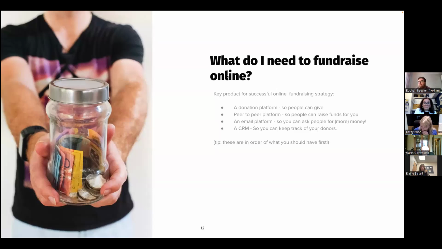So all four of these things are really important, but they are in order. If you're starting out, go get a donation platform first so people can give you money, then go let people raise funds for you, then communicate with them, and then go for the CRM because it's going to be the more complex one and it's going to take you the most time. The rest are a lot easier to onboard and get live and much easier to engage with and much more visible to your supporters as well.